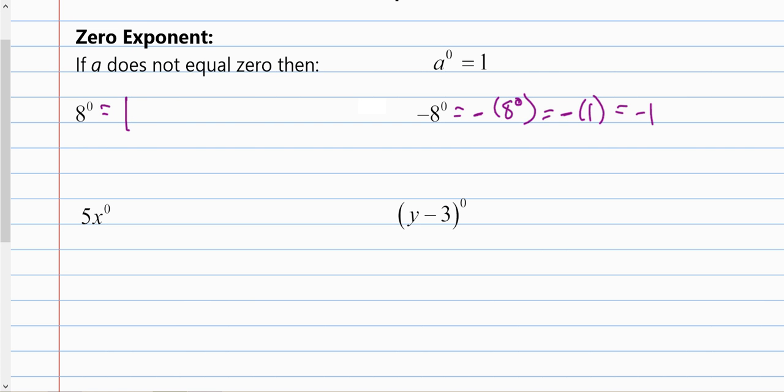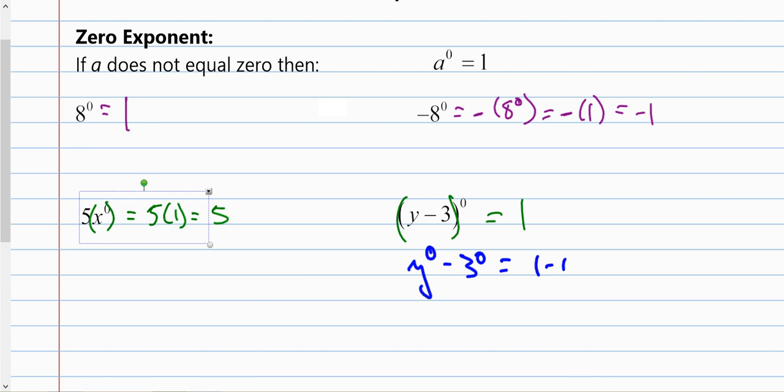So now that we've had the rule about order of operations, we've had that conversation, what about 5 times x to the 0? This part right here equals 1, so I'm left with a 5. Okay, but now if you have a y minus 3 all to the 0, that 0 applies to whatever this ends up being. So that gives me a 1. Let me tell you what it isn't. This is not y to the 0 minus 3 to the 0 equals 1 minus 1 equals 0.